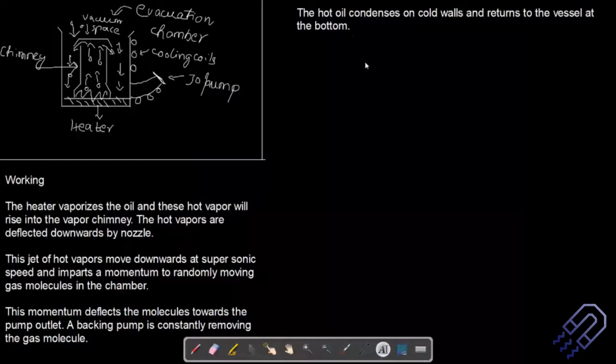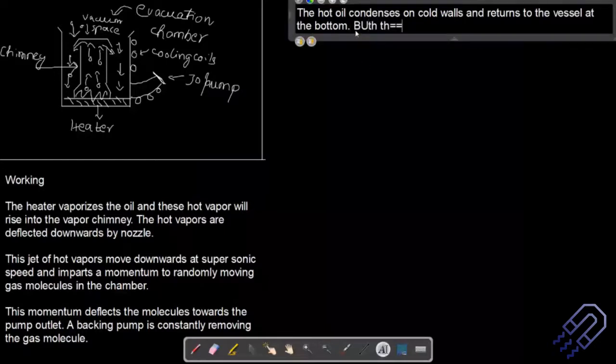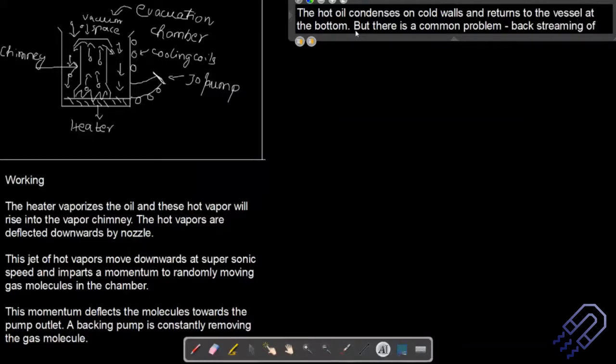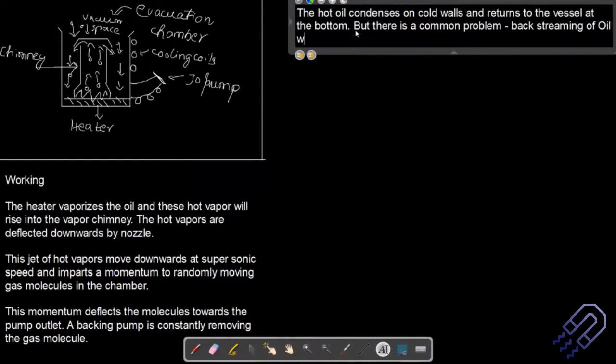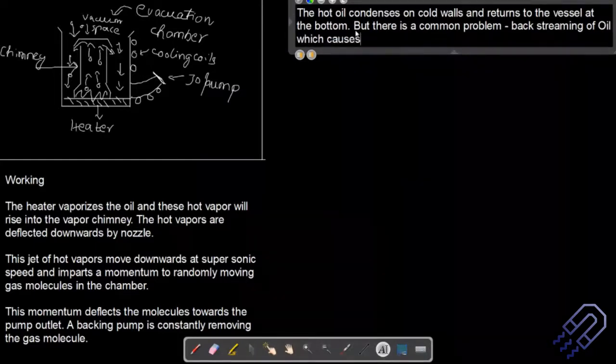But there is a common problem. So what is that common problem? The common problem is backstreaming of oil, which causes contamination. So what does it mean? It means that if this is not properly connected with the vacuum chamber, if there is any kind of gap in between, the chances are that this oil might go back into the chamber which needs to be vacuumed. Okay, so we don't want that. That is basically nothing but contamination that will happen. So this needs to be avoided.